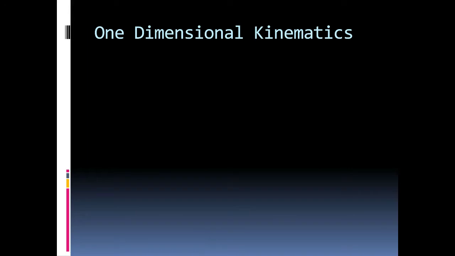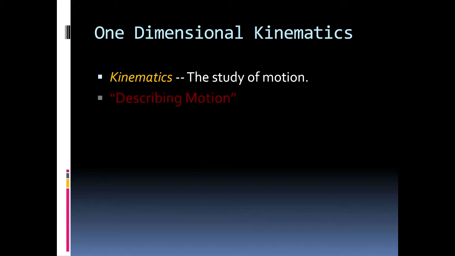One-dimensional kinematics is actually about describing motion. It's sometimes said to be the study of motion. There's also dynamics, which is the study of the causes and the changes in motion. If you put kinematics and dynamics together, you get mechanics, and we are studying classical mechanics. But kinematics is simply describing motion.